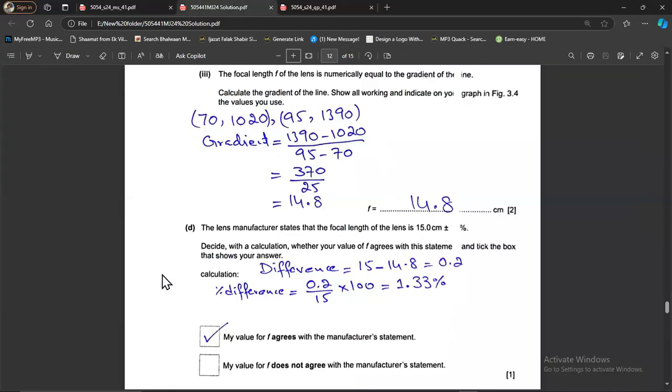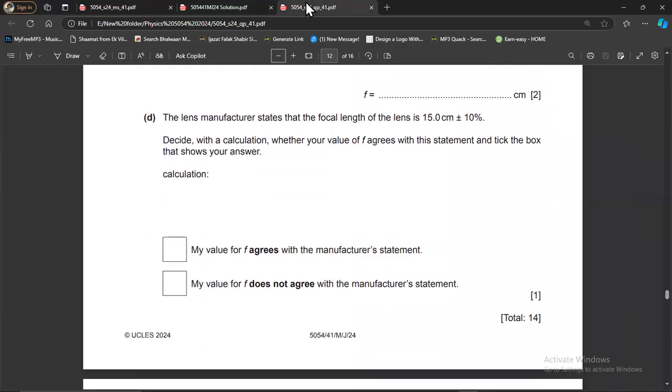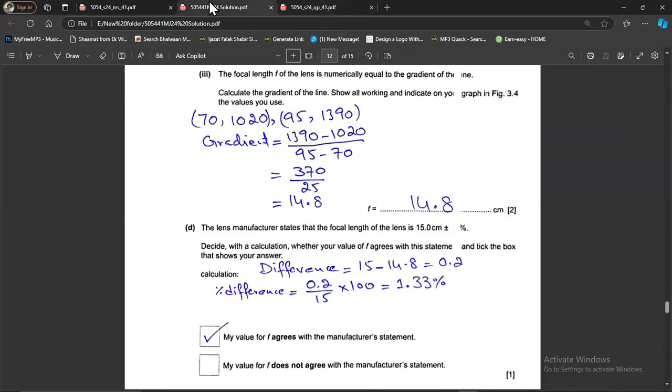The lens manufacturers state that the focal length of the lens is 15 centimeter plus minus 10%. Let me read it from here. The lens manufacturer states that the focal length of the lens is 15 centimeter plus minus 10%. Decide with the calculation whether your value of the f agrees with this statement and tick the box that shows your answer calculation.